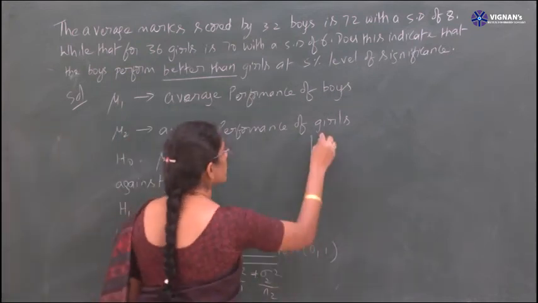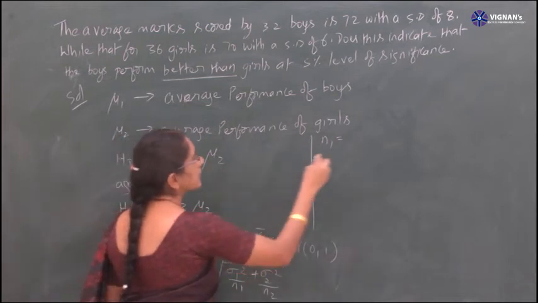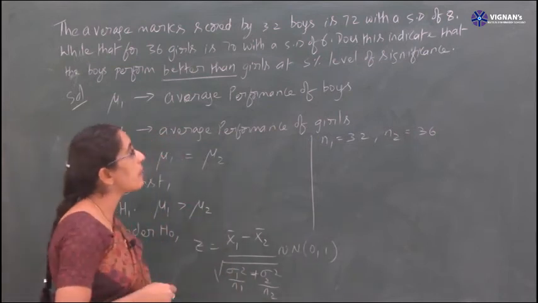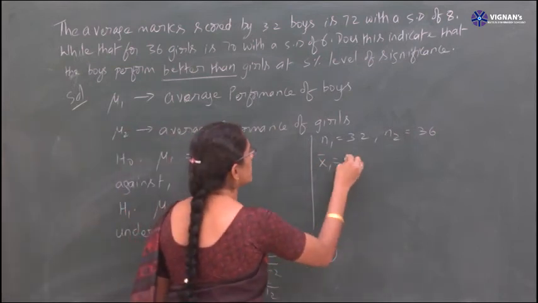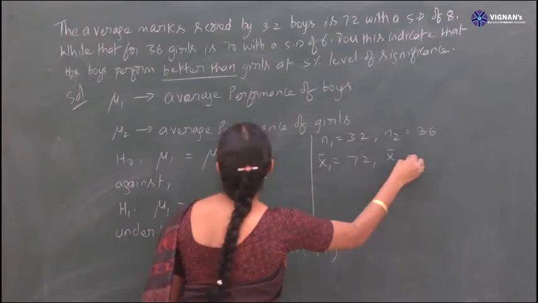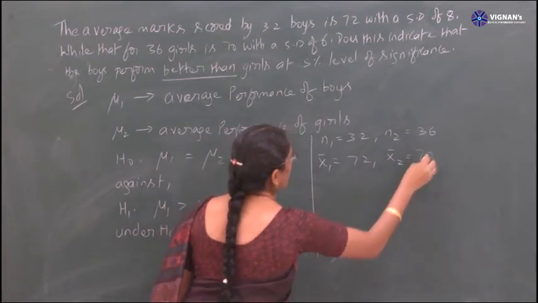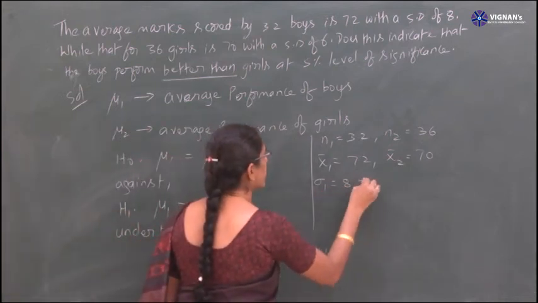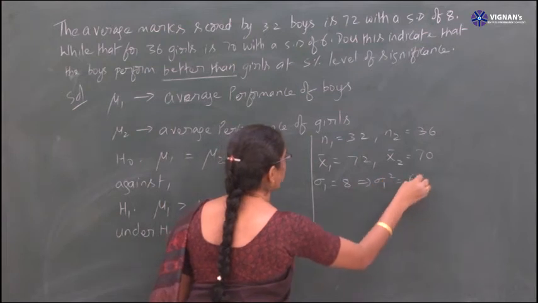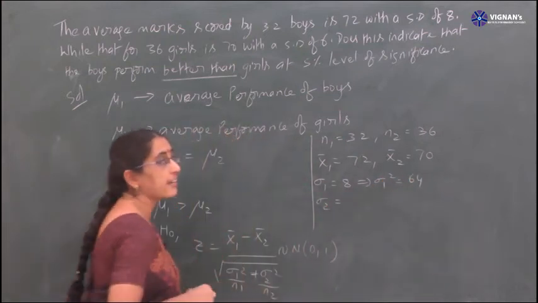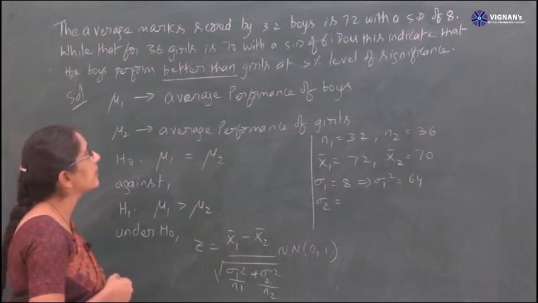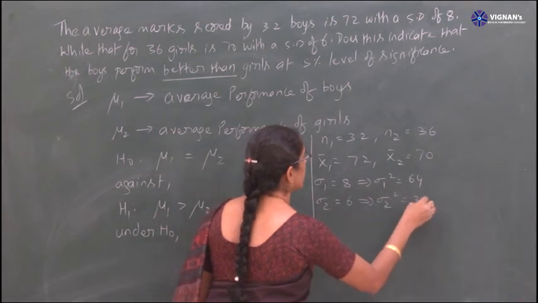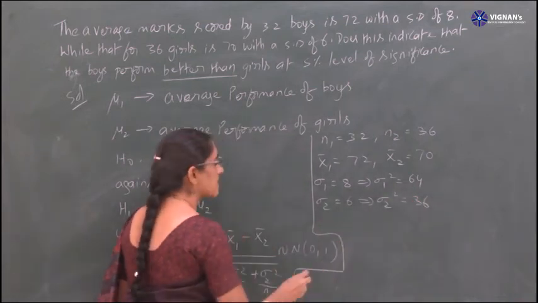Now, if you see the given data, the number of boys is 32 and the number of girls is 36. The average marks of boys is 72, that is x1 bar, and the average marks of girls is 70. The standard deviation of the marks of boys is 8. Sigma 1 is 8, which implies sigma 1 square is 64, and sigma 2, the standard deviation of marks for girls, is 6, which means sigma 2 square is 36. Now substitute in the Z formula.